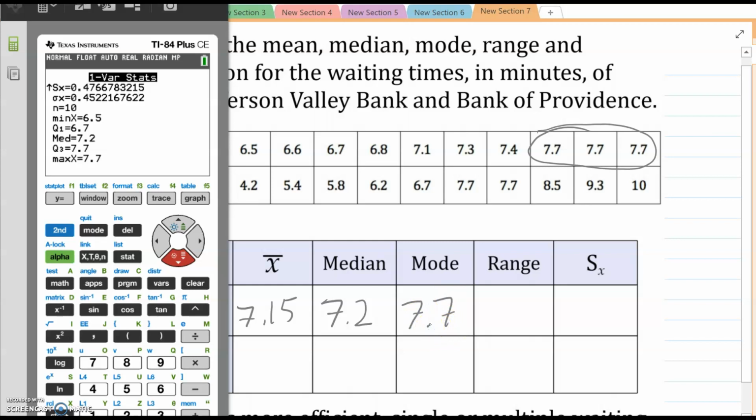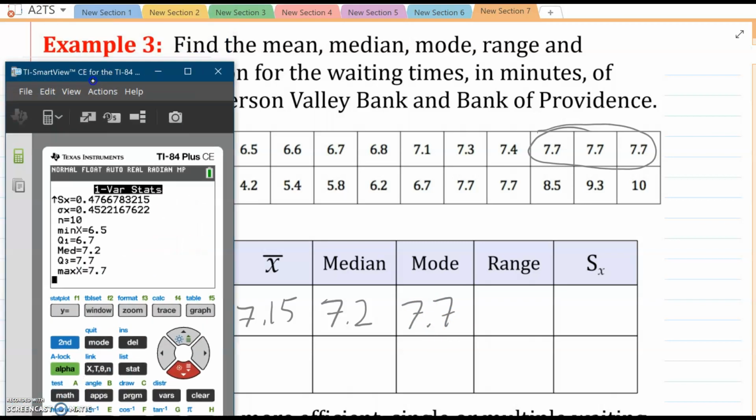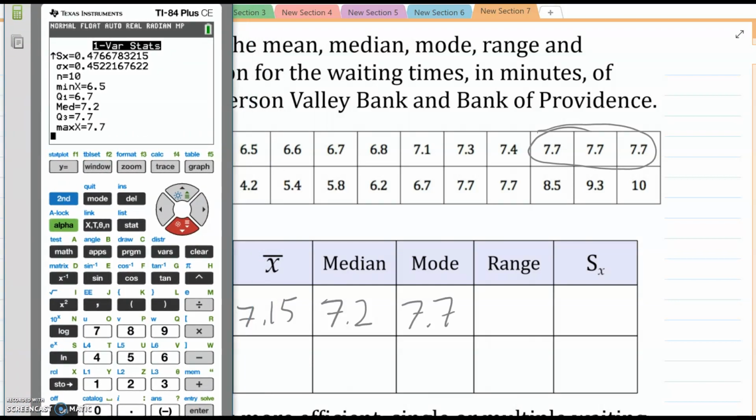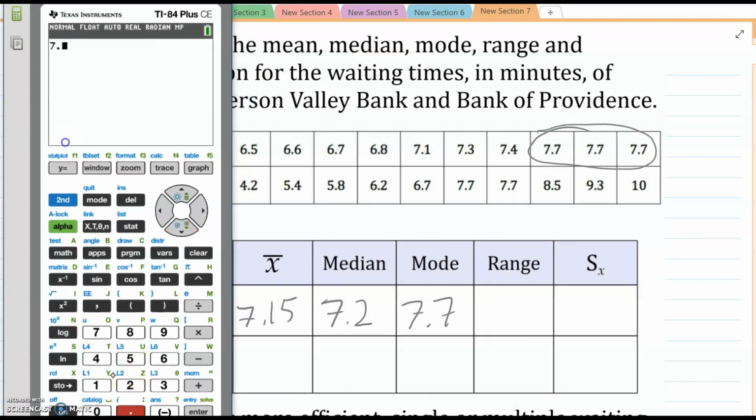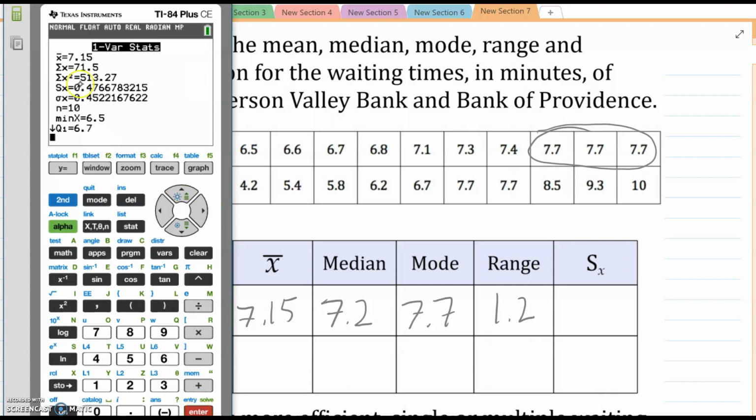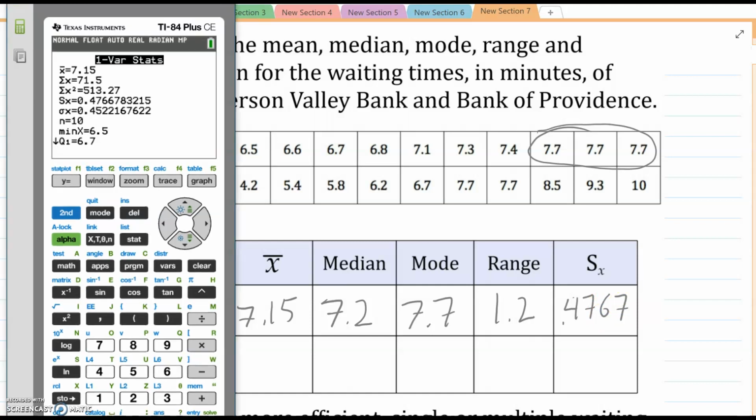And then my range. Okay, so I'm looking at 7.7 and 6.5. If I don't trust myself, I'm going to say that my range in this case is 1.2. And back to my S sub x, I'm going to go back up here, and it says that my S sub x is 0.4767.